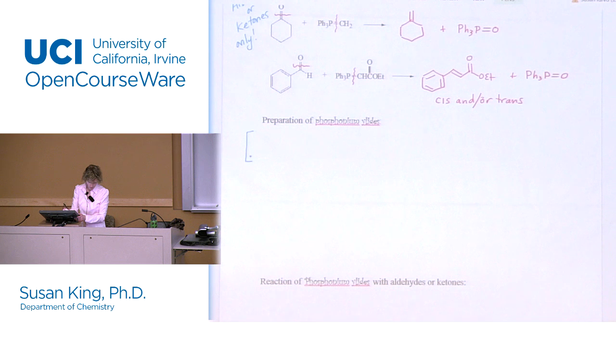First of all, in order to see how to prepare these, I'm going to draw the resonance structures for a Wittig reagent. It'll kind of help you see how we make this. So we're going to break the pi bond, and move the electrons onto carbon. We draw that resonance structure, and it looks like that. And that's really where it gets its name from.